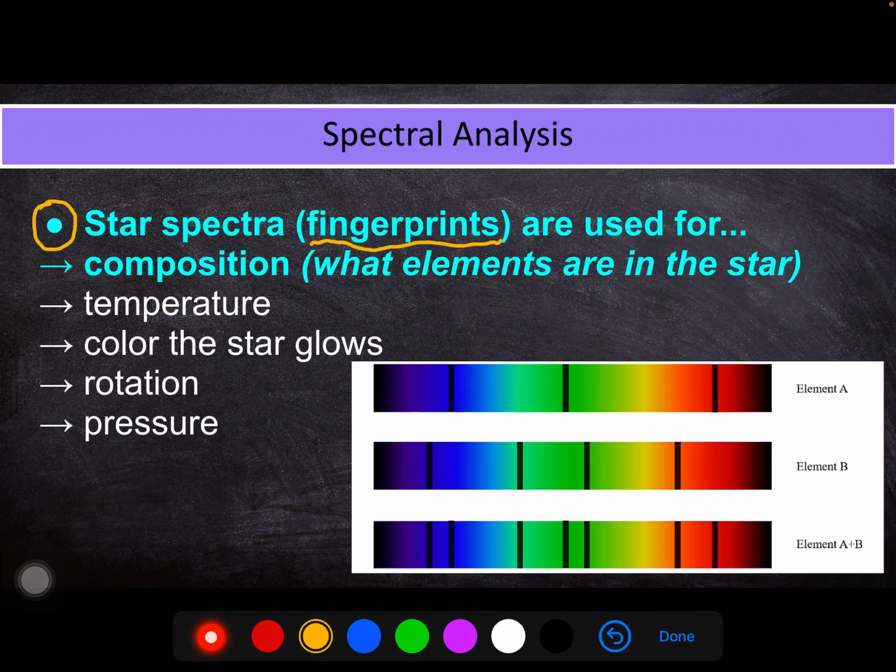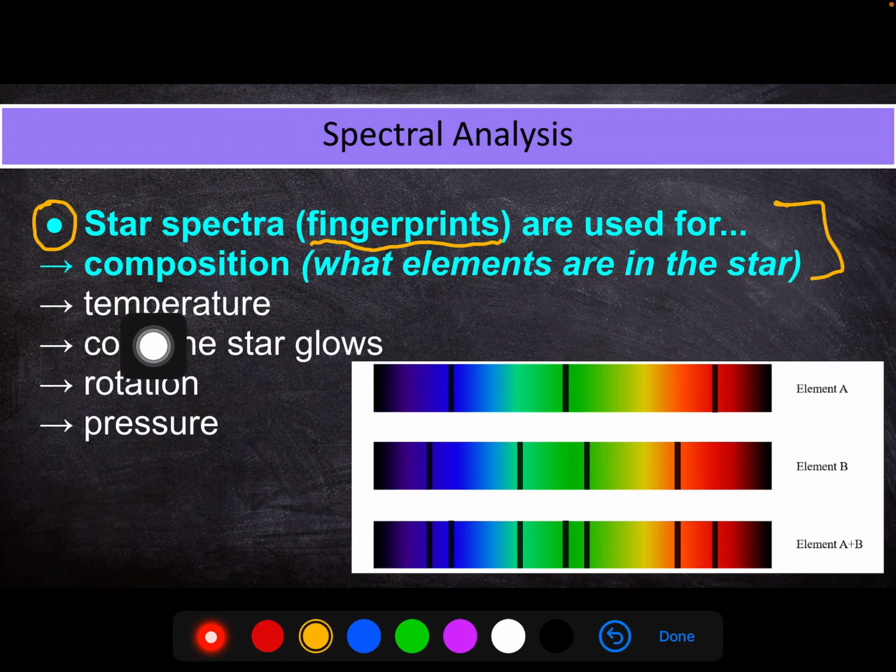Star spectra or fingerprints can be used for multiple things. I really want you to have the blue information down today. Composition, what elements are in the star. We've talked through this one a couple times already. So we should have a good idea of how to use that, right? Matching up the lines, deciding if all the lines are present, then I know that element is in the star.